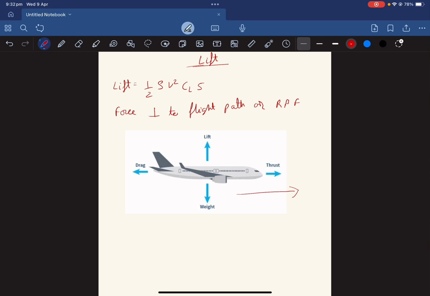And what is relative airflow? It's the air that we consider to be opposite to the flight path. So this is my flight path, then the relative airflow is going to be in this direction. So they are parallel to each other in opposite directions. So when I say lift is perpendicular to it, it means it's 90 degrees to the flight path.